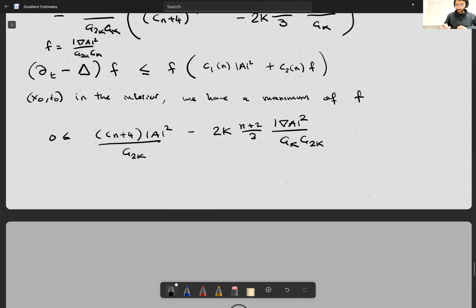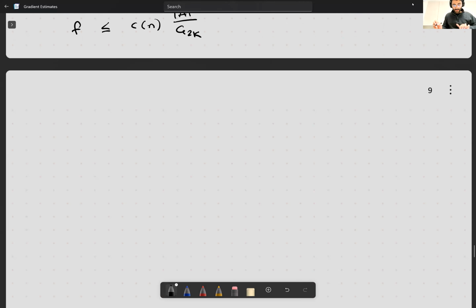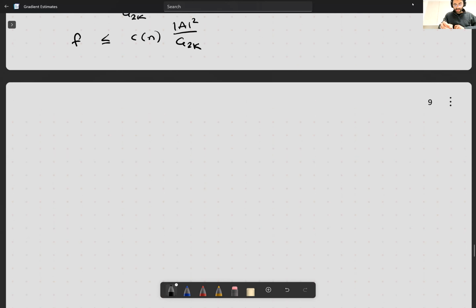Okay, so in the end I have something like this. What I want to do, after rearranging this, is show something like nabla A squared divided by, f is less than or equal to. So all the constants I have, they all depend just on n. So I just want some constant c of n times A squared on G2K. So if I can bound A squared on G2K by a constant that depends only on n, then that's enough.